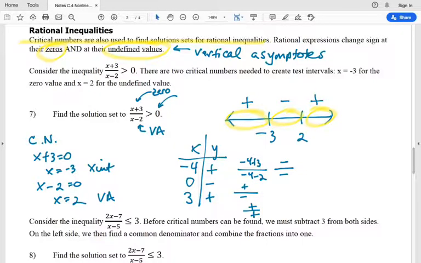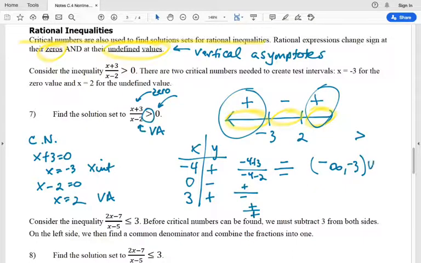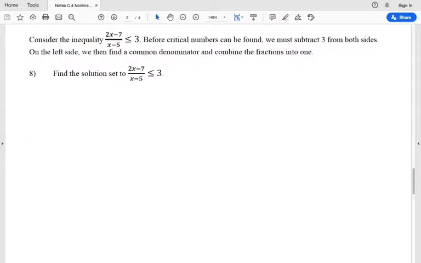And we're looking for where it's greater than 0. So it's greater than 0 here and here. So our solution for this would be -infinity to -3. We're going to use parentheses because it's just the greater than symbol. And then union, because we have a break, 2 to infinity. And that's your solution. Okay, let's do another one.